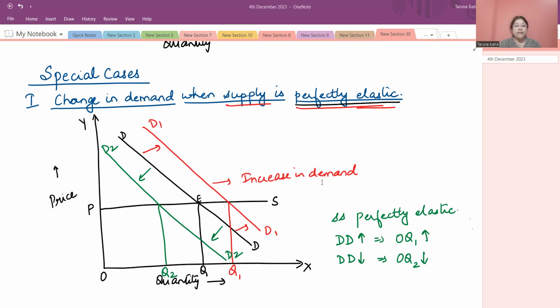And in both the cases, your equilibrium point will also get shifted from E. When your demand increases, your equilibrium will shift to point E1. And when your demand decreases, your equilibrium point will shift to point E2. I hope that this case is clear to everyone.